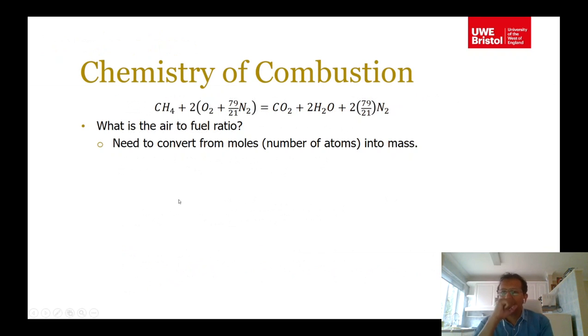These are by volume. So once we have written the equation CH4 plus 2O2 plus 79 by 21 times 2 N2, then you will have the equation here. Then we can calculate the air fuel ratio. We will go to that in a second.